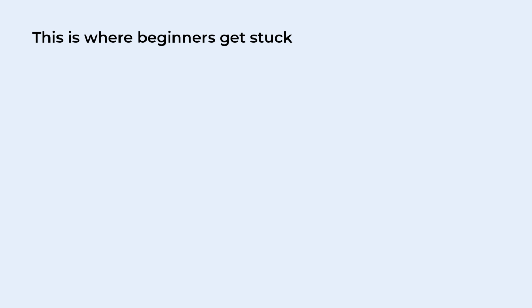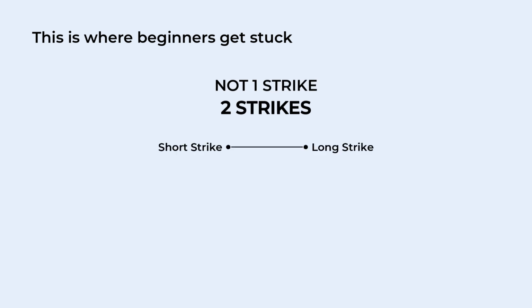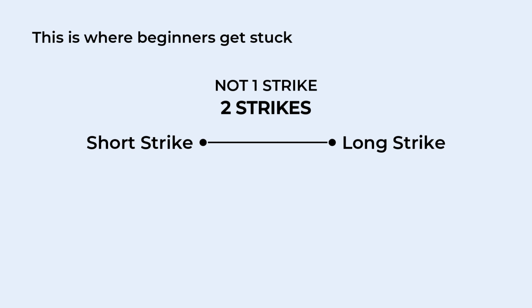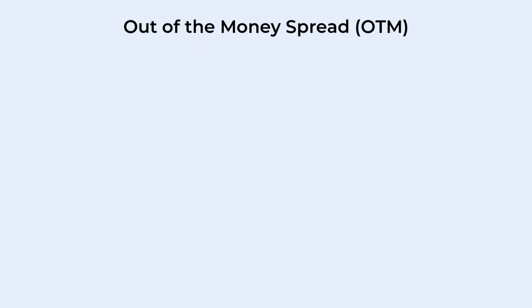Now, here's where most beginners get stuck. When you place a credit spread, you're not just picking one strike price, you're picking two. And those two strikes together determine everything about the trade. How much money you can make, how much you can lose, and how likely the trade is to actually work in your favor.